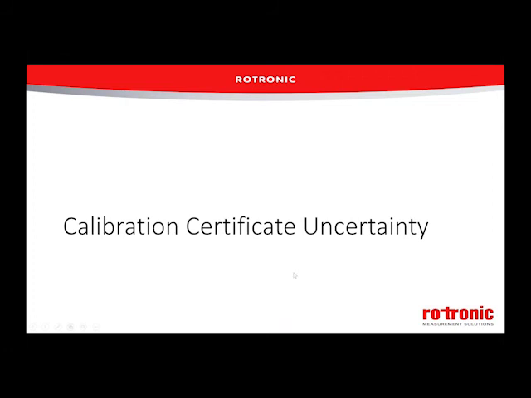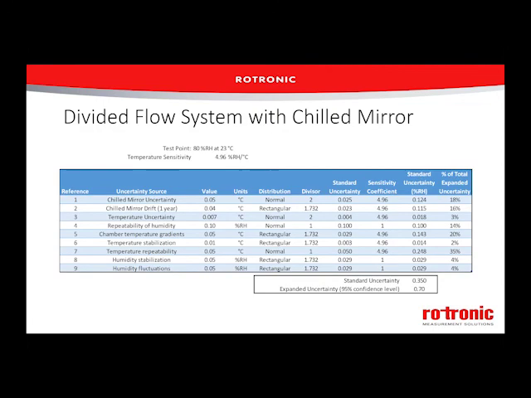Okay, so for this, what I've done is I've created two uncertainty budgets that we're going to take a look at and look at the difference between two calibration setups. Both of them are humidity calibration setups using a divided flow system, which is fairly common for humidity calibrations. But we're looking at two setups.